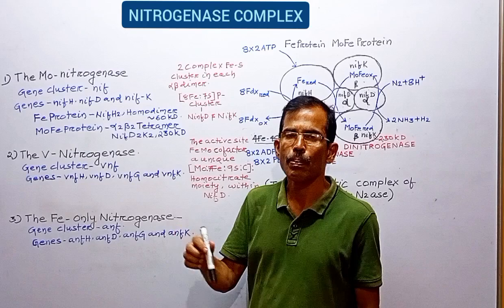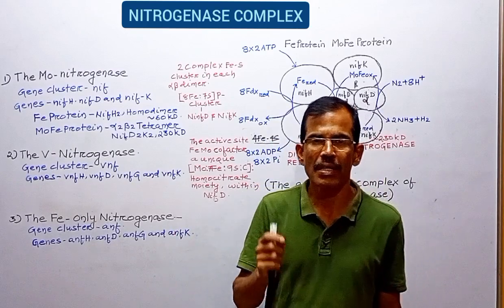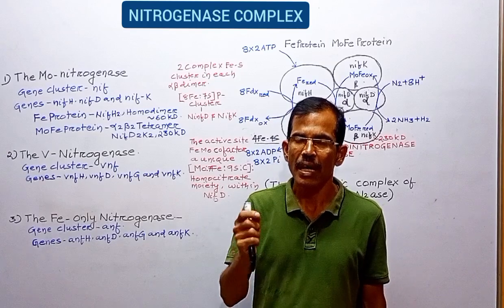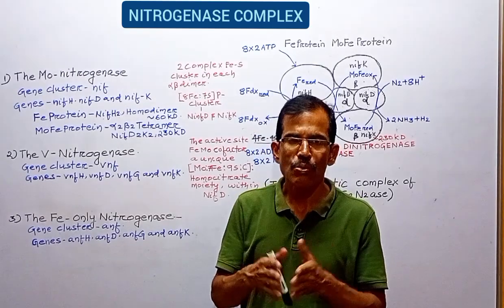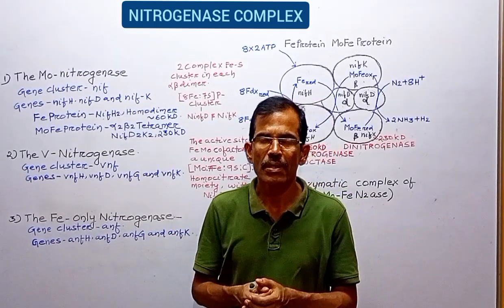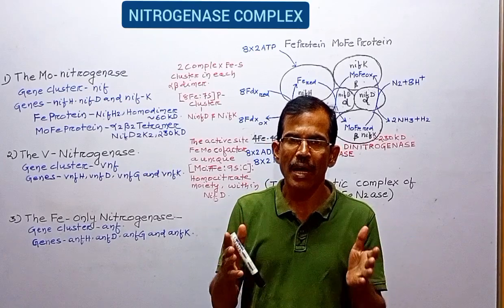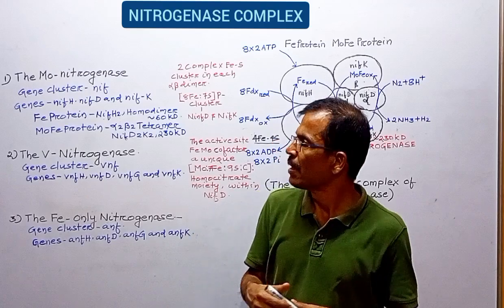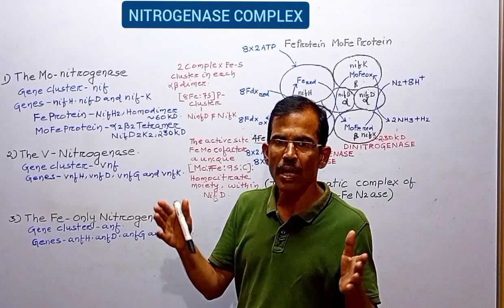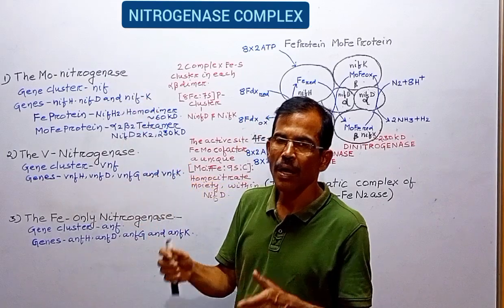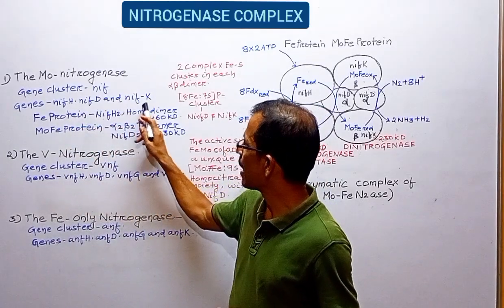All three are two-component systems. They are structurally and mechanistically related but genetically distinct as they are encoded by separate gene clusters. First one is the molybdenum nitrogenase, which is the most widespread and intensively characterized nitrogen fixing enzyme. It is encoded by the gene cluster NIF. Various structural components of this enzyme are encoded by genes such as NIFH, NIFD, and NIFK.